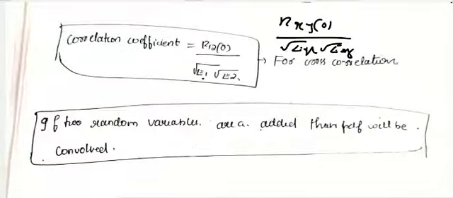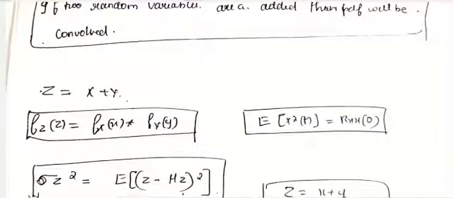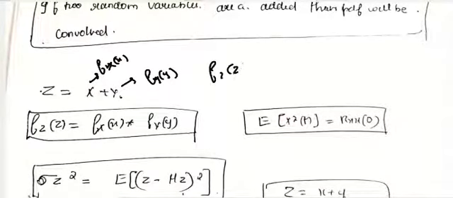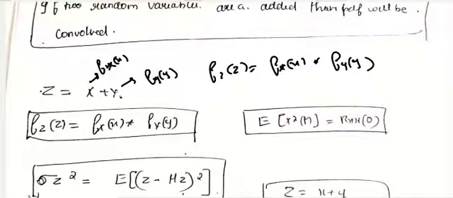And if two random variables are added, then the PDFs will be convolved. For example, if z is equal to x plus y, and x has a PDF of f x of x, and y has a PDF of f y of y, then z will have a PDF of f x of x convolved with f y of y. So that is it.